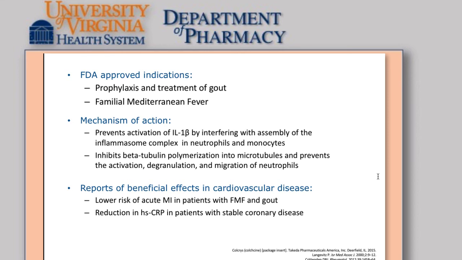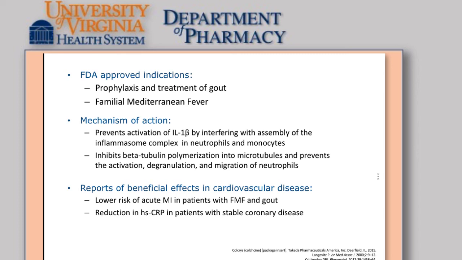So what else is out there? We'll talk about colchicine. It's FDA approved for the prophylaxis and treatment of gout, as well as familial Mediterranean fever. You may notice that those things are very similar to what we just saw with canakinumab. We believe the mechanism by which it can reduce cardiovascular events is the prevention of the activation of interleukin-1 beta by interfering with the assembly of the inflammasome complex in neutrophils and monocytes. It's also able to inhibit the function of the neutrophils in the circulation.